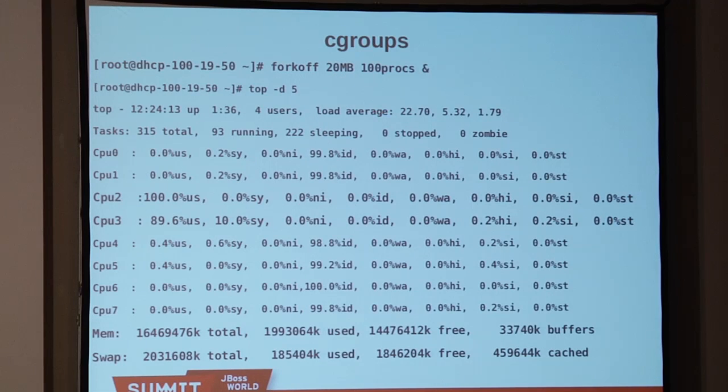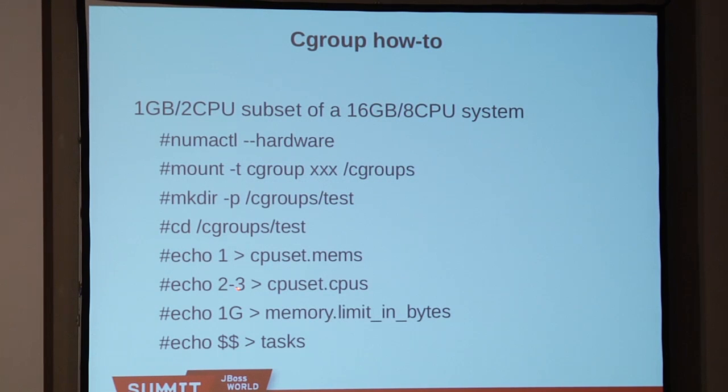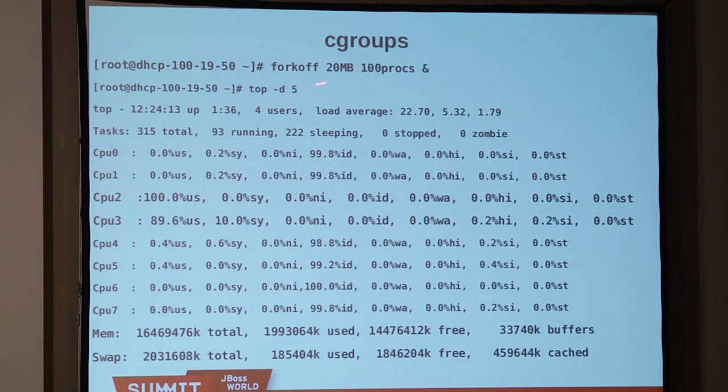So I created a cgroup with 1 gigabyte of memory and 2 CPUs. This should basically allocate 2 gigs of memory. And in this fork-off program, I said create 100 of these, 20 megabytes each, so this would be 2 gigs of memory, and I want to run it on just 2 CPUs. And you can see that it's running on 2 CPUs.